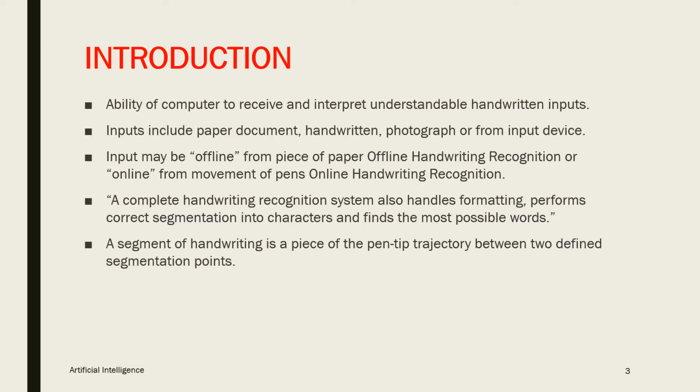A complete handwriting recognition system also handles formatting, performs correct segmentation into characters and finds the most possible words. A segment of handwriting is a piece of the pen tip trajectory between two defined segmentation points.